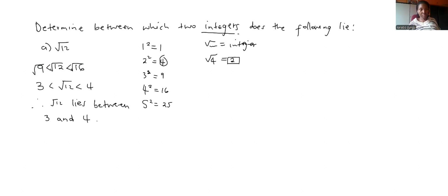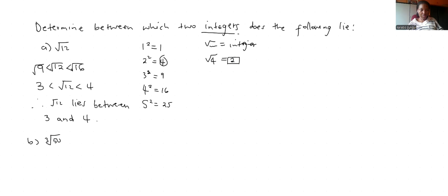And then let's look at the second example, B. Now we want to find between which two integers the cubed root of 50 lies. So you want to know between which two integers the cubed root of 50 lies.